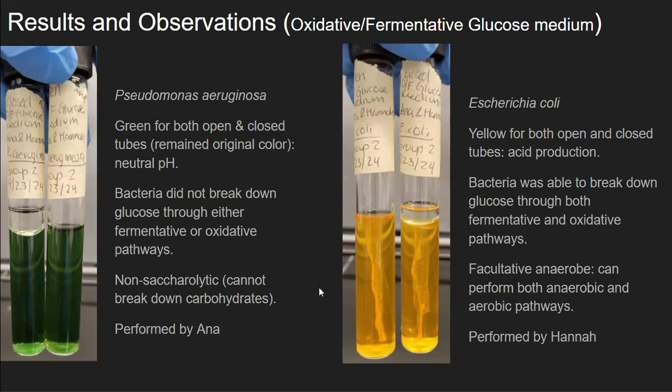For Escherichia coli, both the open and closed tubes were yellow, which indicated acid production. Bacteria was able to break down glucose through both fermentative and oxidative pathways, which means that they are facultative anaerobes, or can perform both anaerobic and aerobic pathways.